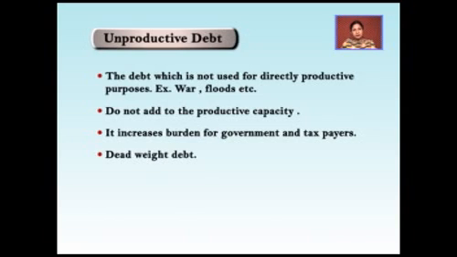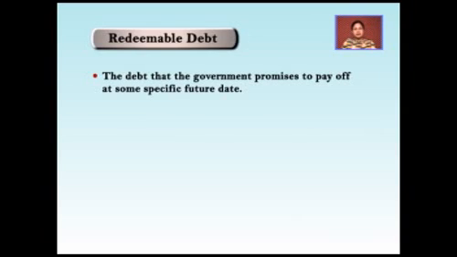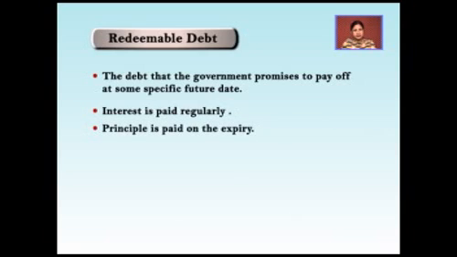The next category which comes over here is redeemable and irredeemable debt. First is redeemable debt. Redeemable debt is that in which the government promises to pay off the loan at some specific future date. In this, the government gives the assurance that the loan will be repaid on the future date. In this case, interest is paid regularly, but the principal amount is paid after the expiry of the debt.